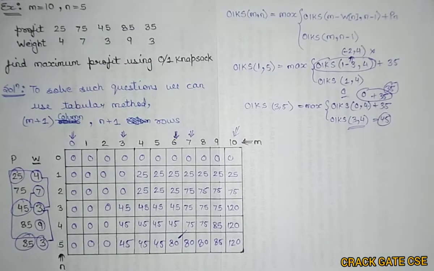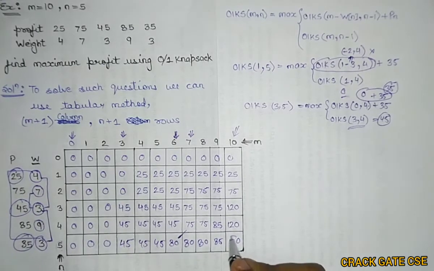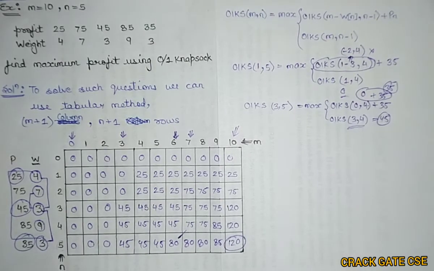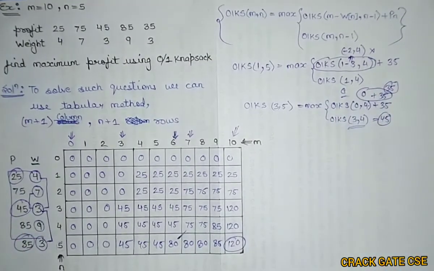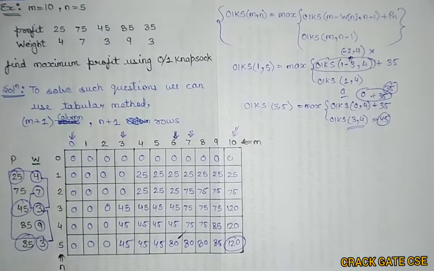So what is the maximum value? What is the maximum profit we are getting? 120 is the maximum profit that we are getting using the tabular method for the 0 by 1 knapsack problem, right? So this is the same function that I gave you in the recurrence relation. So this is how you can solve the example.